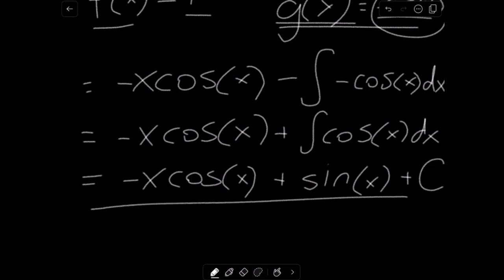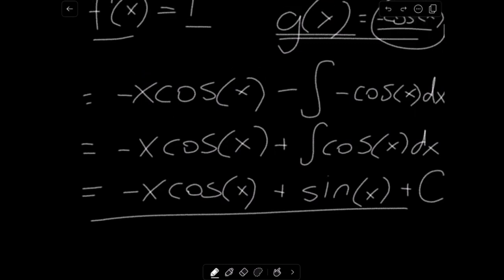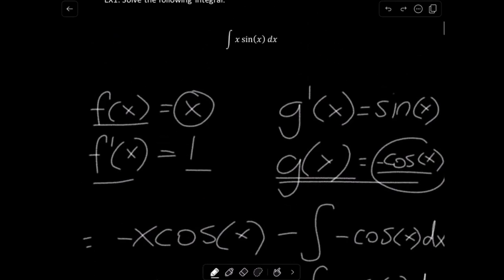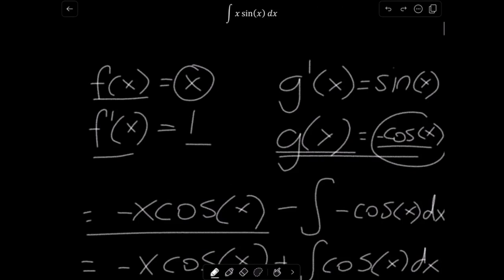Okay, use LIATE, identify f and g prime, and then you're just going to apply the formula. And if you don't want to look at the formula, this is how I remember to get to this second step here after I have my prerequisites.